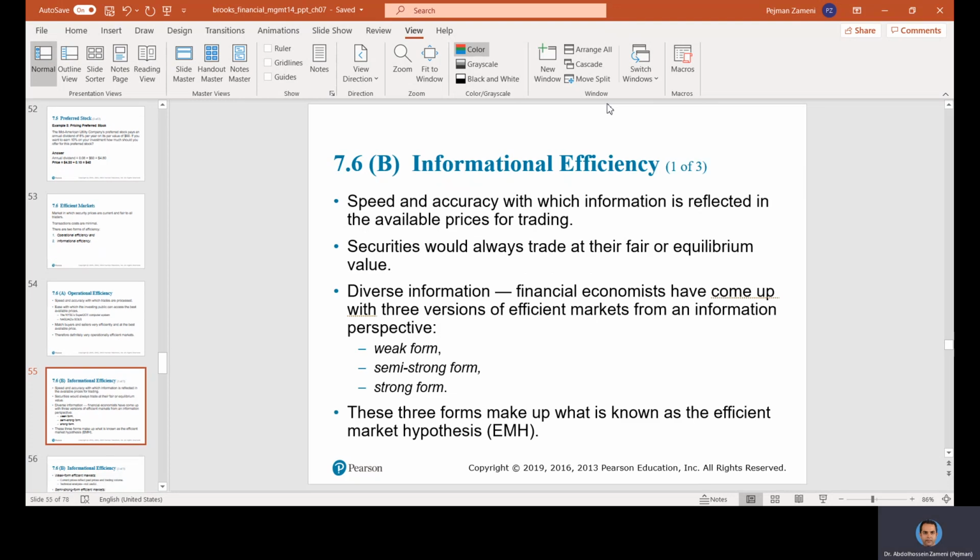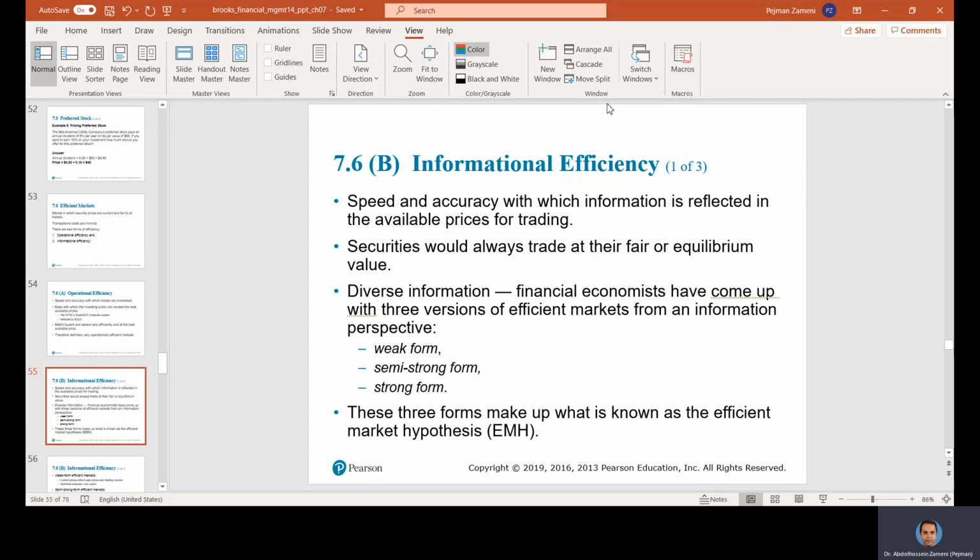Okay, informational efficiency. Mostly when we talk about efficiency, market efficiency, we are referring to the informational efficiency. That's the biggest difference between the developing and developed financial market. Under the developed financial market, we assume that all the available information, historical information, publicly available information, or insider information is accessible to all the shareholders. Market is transparent. But under the developing financial market, not all the information is available to the shareholders.